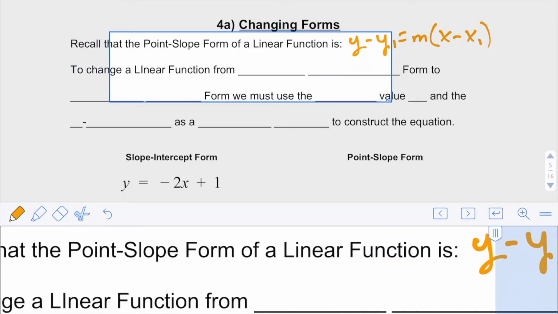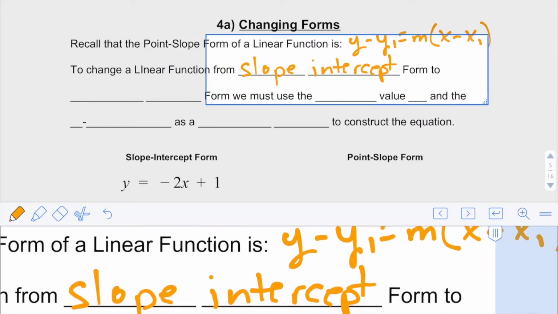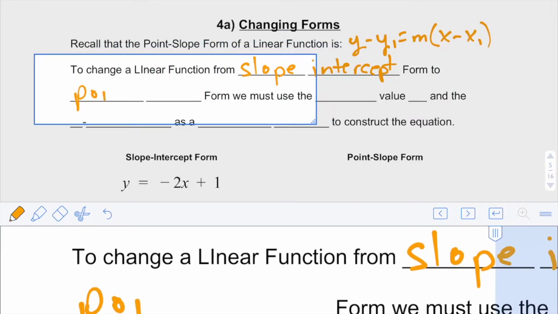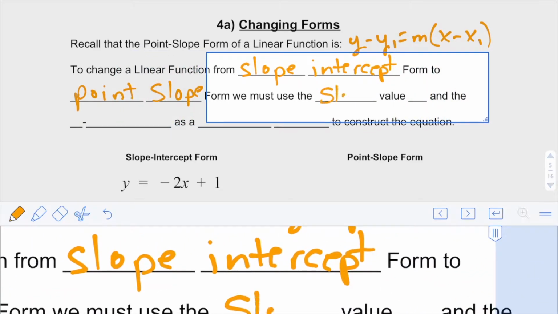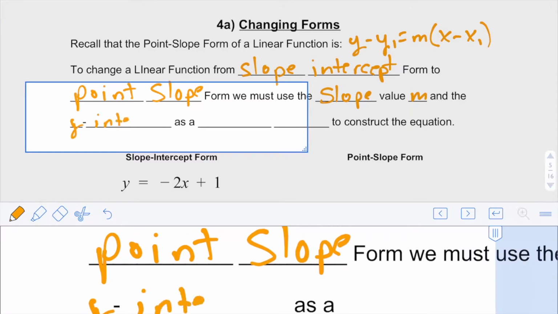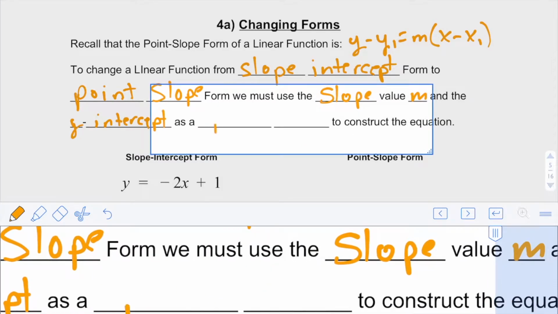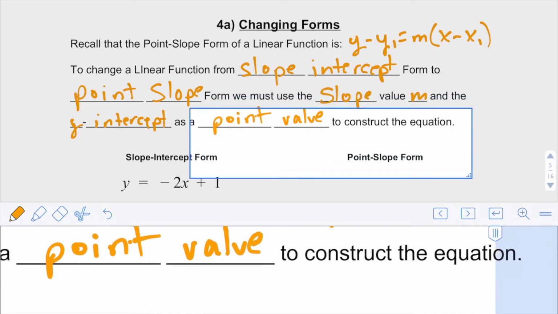To change a linear function from slope-intercept form to point-slope form, we must use the slope value m and the y-intercept as a point value to construct the equation. So let's go down and do an example and I'll show you what I mean.